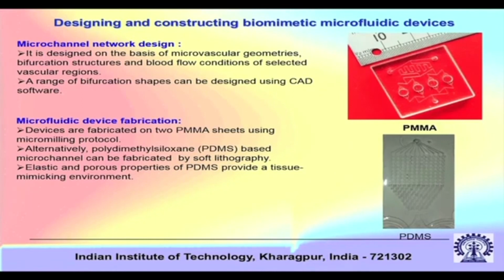So now how do you make microfluidic channels which mimic these complex structures? You can make a microchannel network design on the basis of microvascular geometries, bifurcation structures, and blood flow conditions of selected vascular regions. A range of bifurcation shapes can be designed using CAD software, and then devices are fabricated on two PMMA sheets using a micromilling protocol. Alternatively, PDMS-based microchannels can be fabricated by soft lithography.